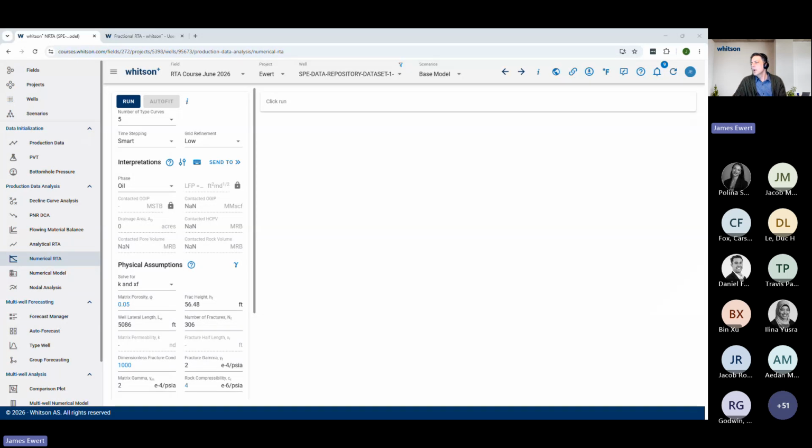Okay, so we're in the last part here. And so we're in the home stretch. And in the home stretch, we need to go through numerical RTA and the numerical model.